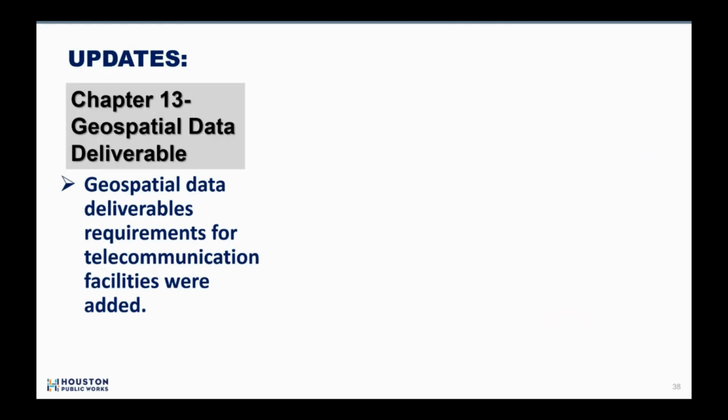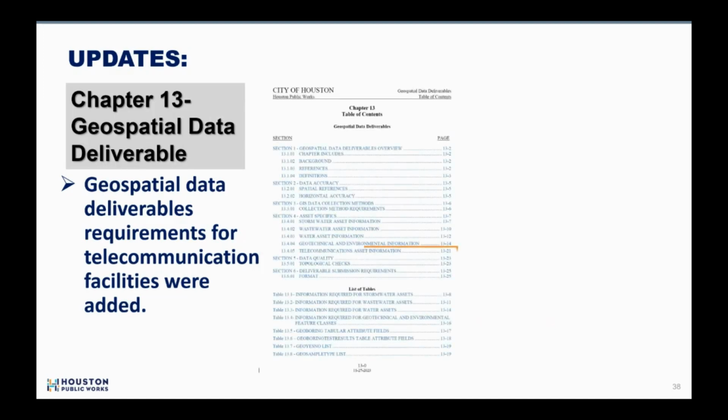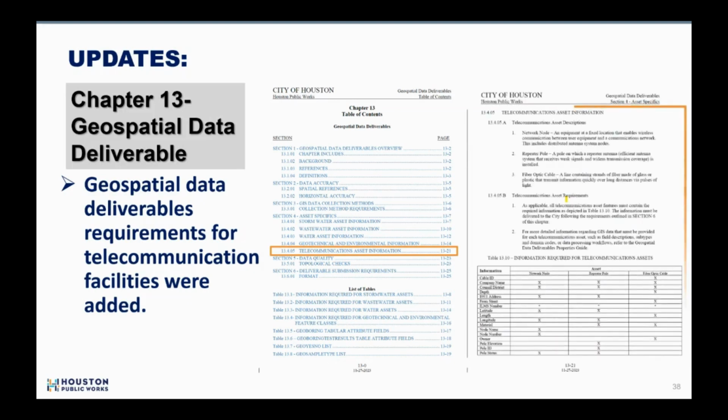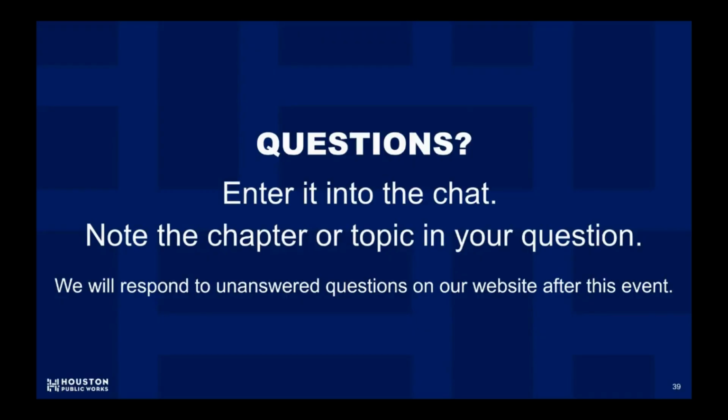In Chapter 13 for geospatial data deliverable, to follow continuity from the update in Chapter 1, geospatial data deliverable requirements for telecommunication facility were updated and added to Section 4 of this chapter. That concludes the updates and the changes in Chapters 1, 2, 3, 5, 6, 12, and 13. If anyone has any questions on these changes, please ask those questions on the chat box.